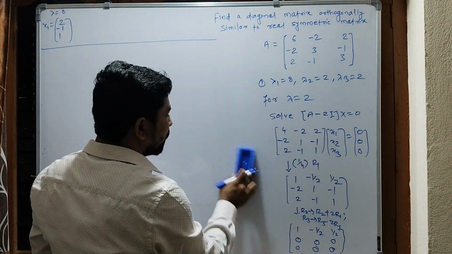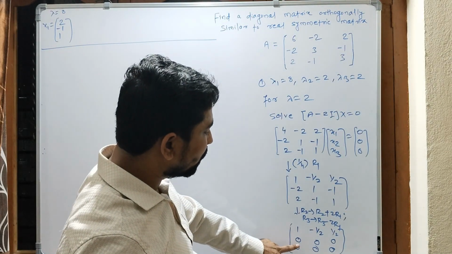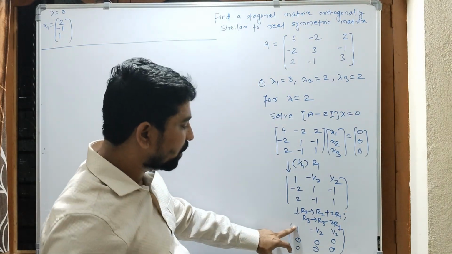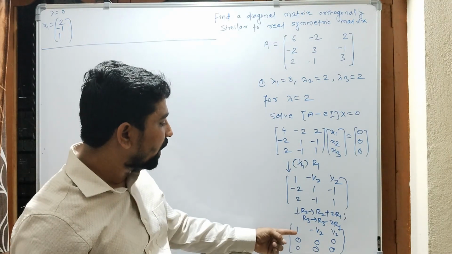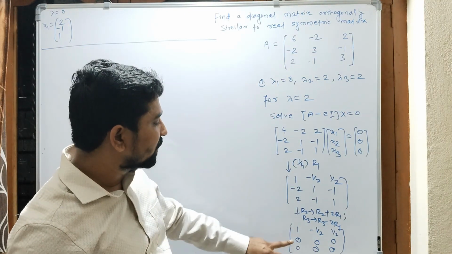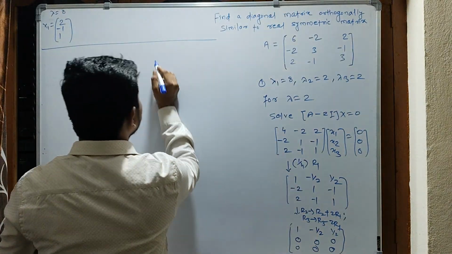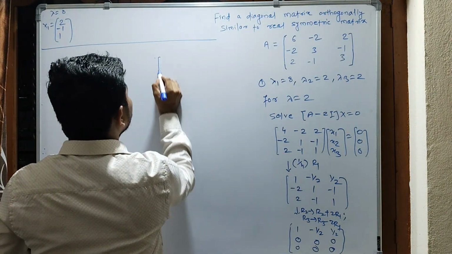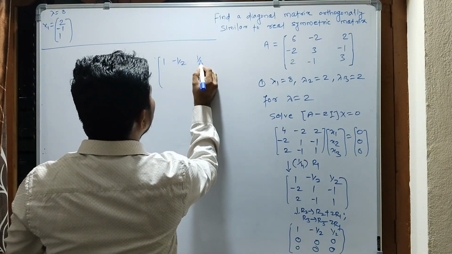Now check. This matrix is in equivalent form, with the zero rows below the non-zero row, and this is the leading element. The rank of this matrix is 1, and this matrix is equivalent to the original matrix. So just write in place of the matrix, again: 1, minus 1 by 2, 1 by 2.